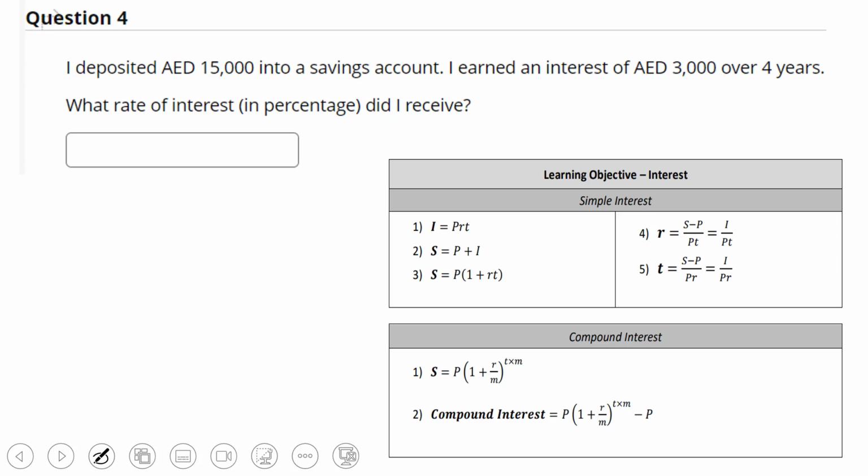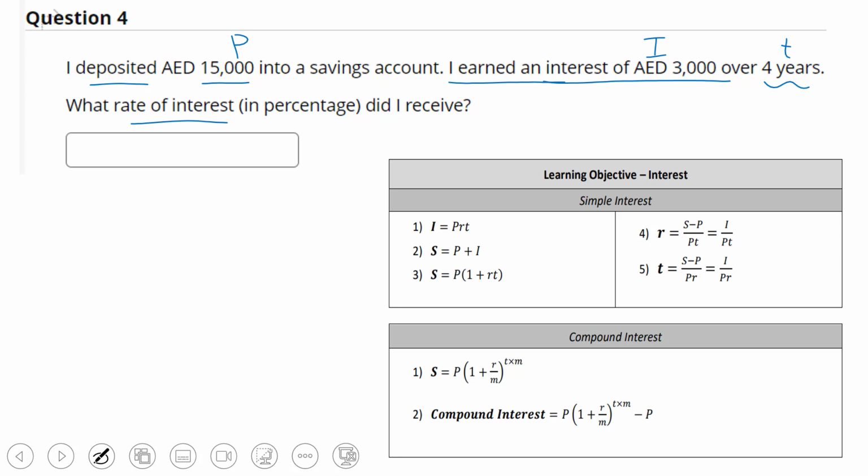Now for this one, deposit means this is your principal amount. This is what? He earned interest of 3,000. So he invested this amount and he earned this. For how long? 4 years. This is T. So he earned this, this is I, and this is P. What is the interest rate? So the interest rate is how much he gets with respect to the principal amount.